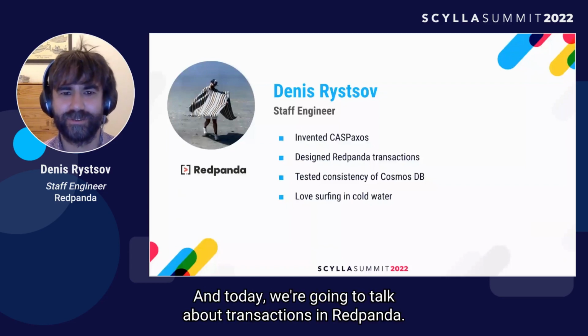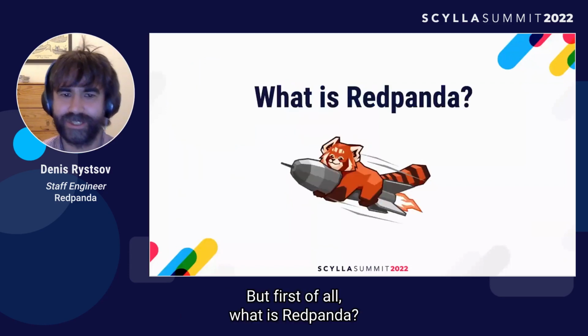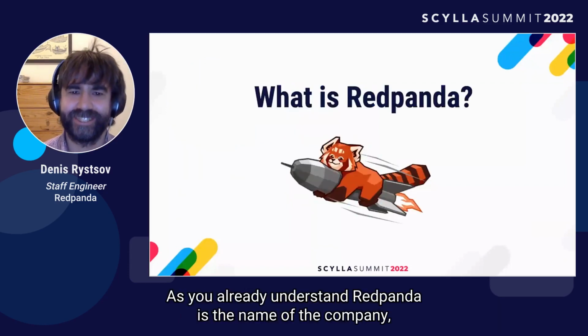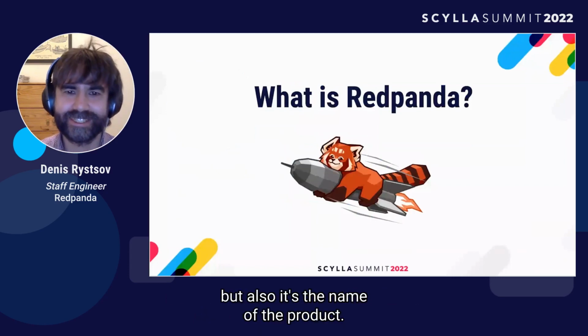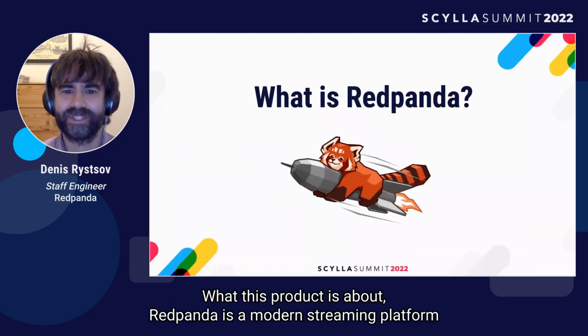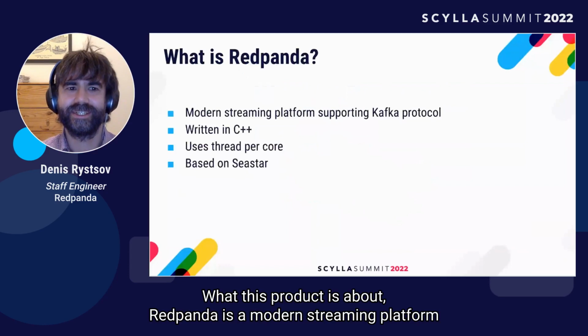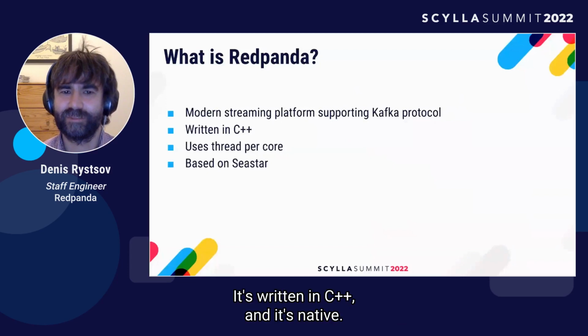And today we're going to talk about transactions in Red Panda. But first of all, what is a Red Panda? As you already understand, Red Panda is the name of the company, but also it's the name of the product. Redpanda is a modern streaming platform supporting Kafka protocol. Unlike Kafka, it isn't JVM based, it's written in C++ and it's native.